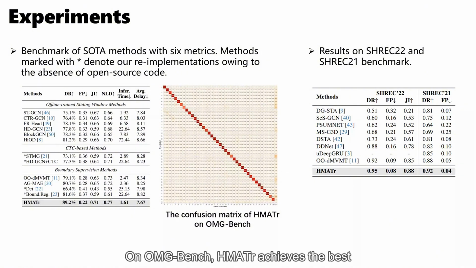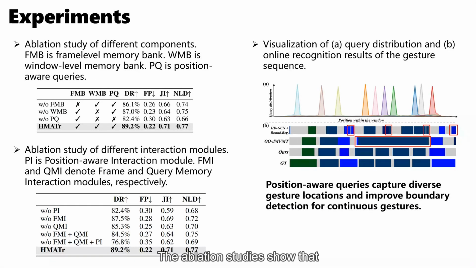On OMG-Bench, HMATr achieves the best overall performance, and it also generalizes well to SHREC21 and SHREC22. The ablation studies show that frame-level memory, window-level memory, and position-aware queries are all effective. The visualization also shows that different queries capture diverse gesture locations and improve boundary detection.